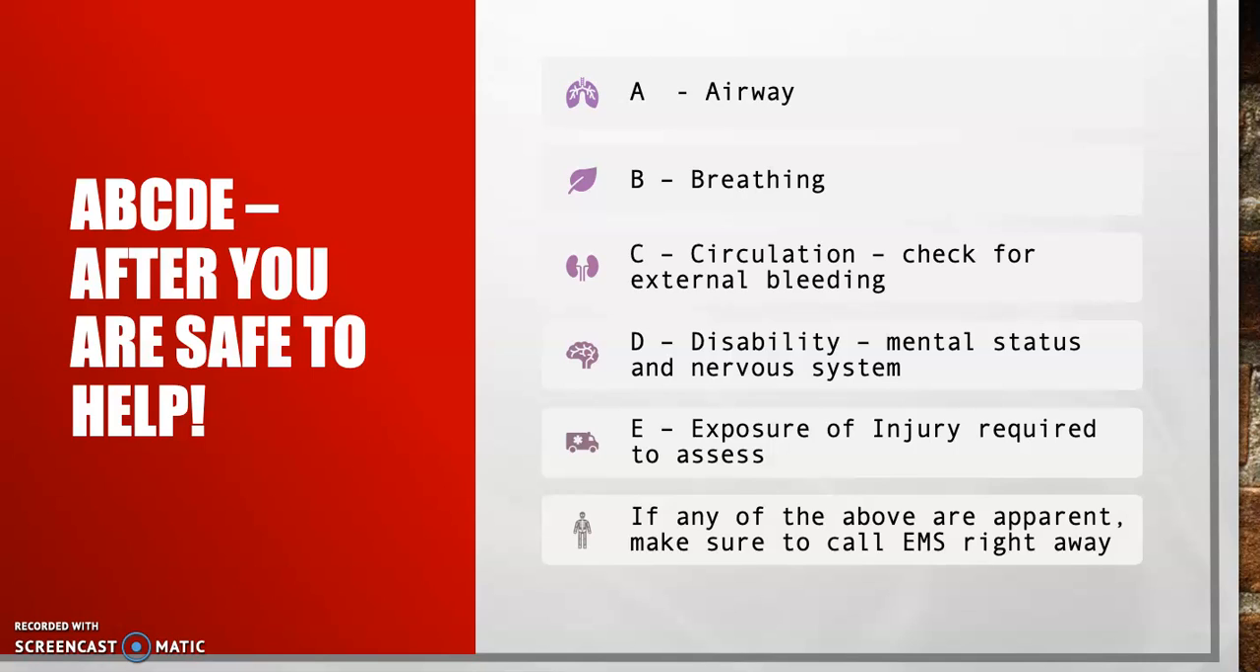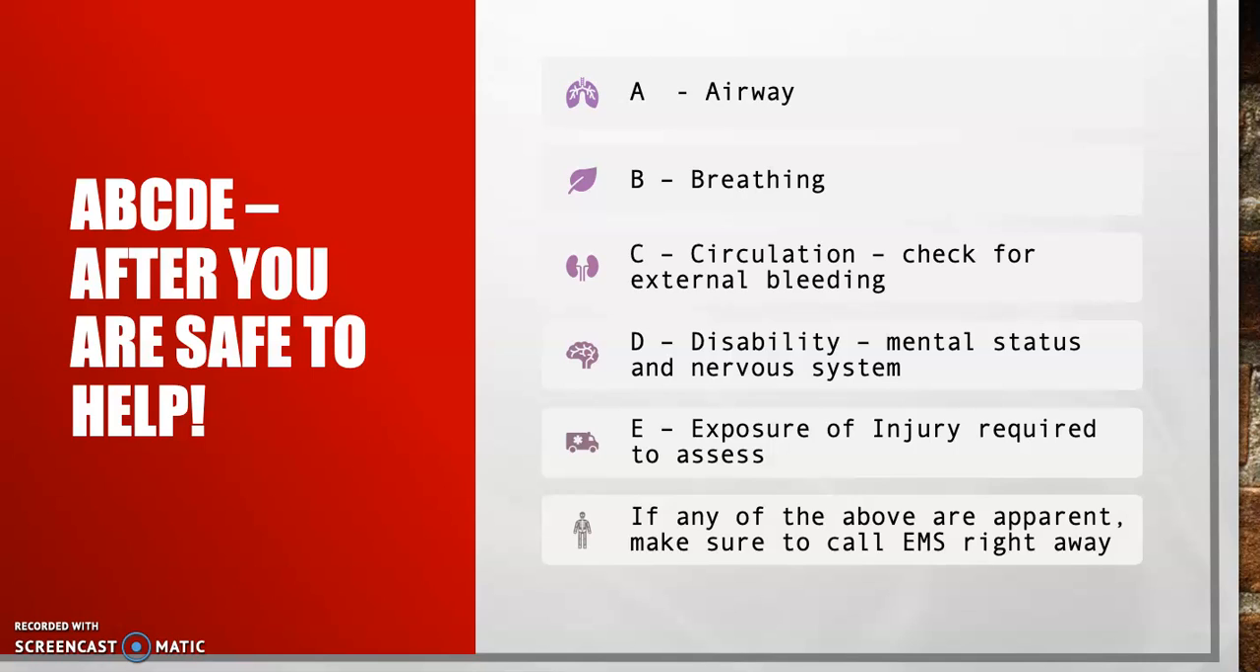So A, B, C, D, E, after you've decided that it is safe to help, you need to check for these different things. So A, you need to check for the airway. Is their airway blocked by anything? So are they choking? Is there anything like that going on? B is checking for breathing. Are there signs of breathing? Can you hear someone inhaling and exhaling? Can you see signs of breathing like the chest inflating and then deflating?